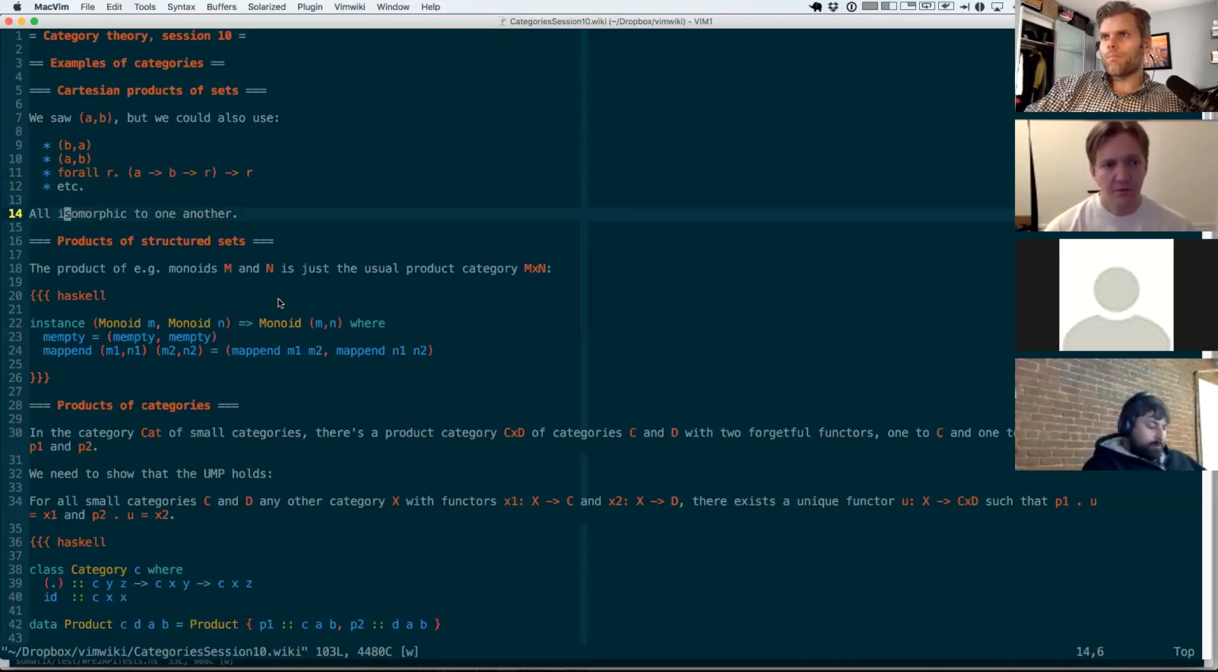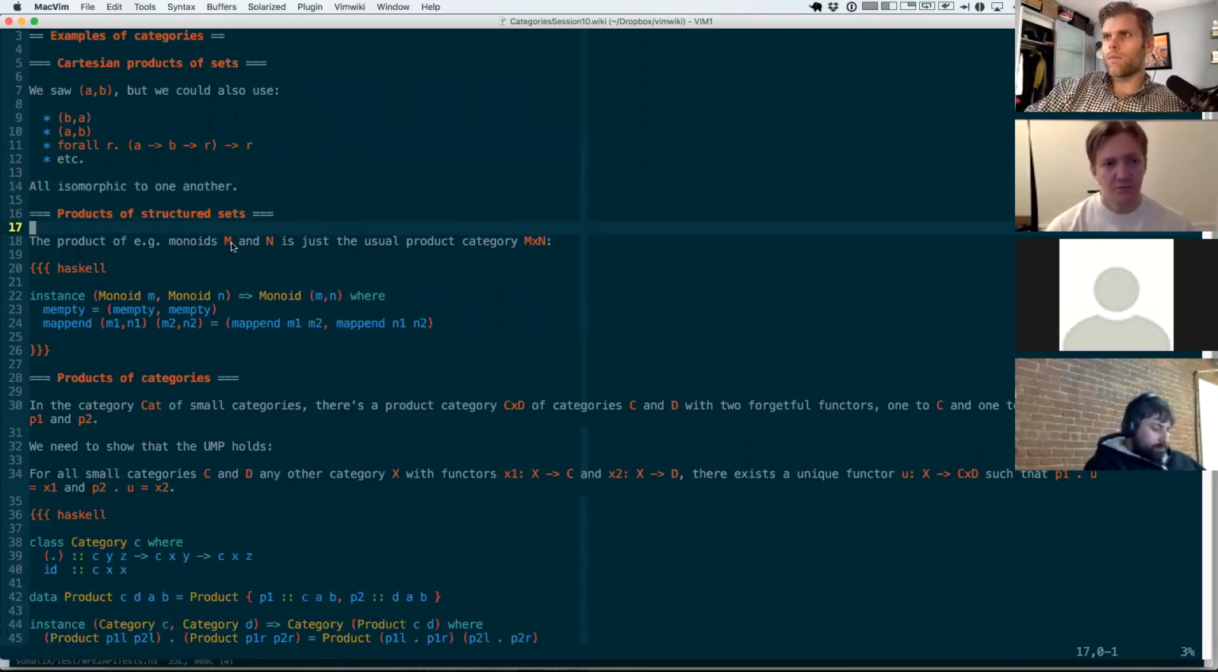Okay, so all of these are isomorphic to one another. We can write functions back and forth, and they're all the same in that abstract sense. So what he goes on to talk about is products of structured sets. For example, the product of two monoids M and N. That's really straightforward. We really just take the product of the underlying sets, and then we do the laws or the structure over those sets. We do that element wise on the two different sets.